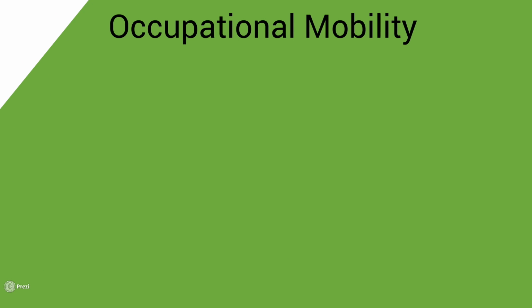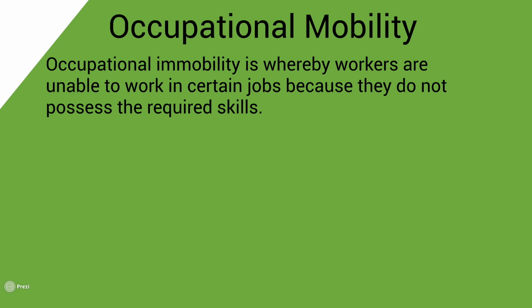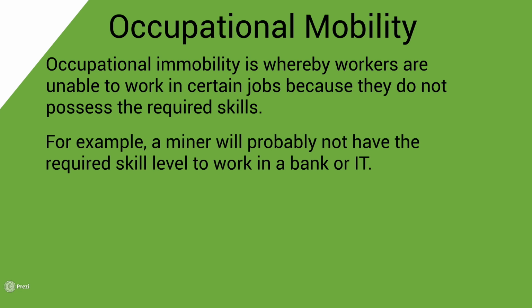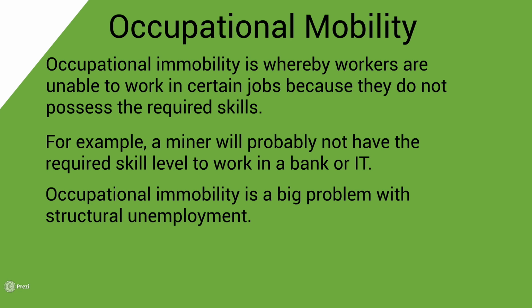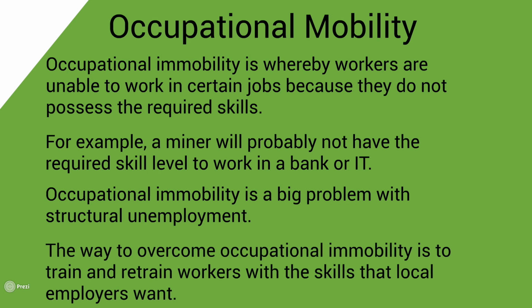Labour mobility can also be split down into occupational mobility. Occupational immobility is where workers are unable to work in certain jobs because they do not possess the required skills. For example, a miner will probably not have the skills that would be required to work in a bank or an office. Occupational immobility is a big problem in relation to structural unemployment. The way to overcome occupational immobility is to train and retrain workers with the skills that local employers want.